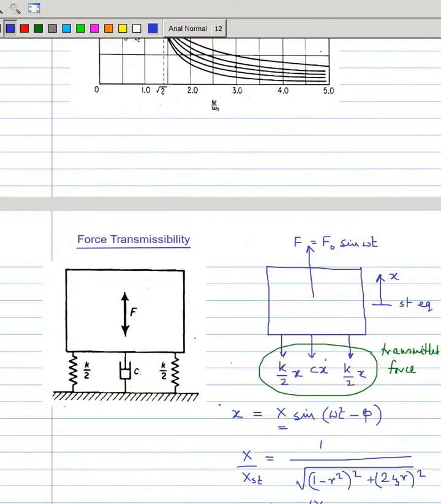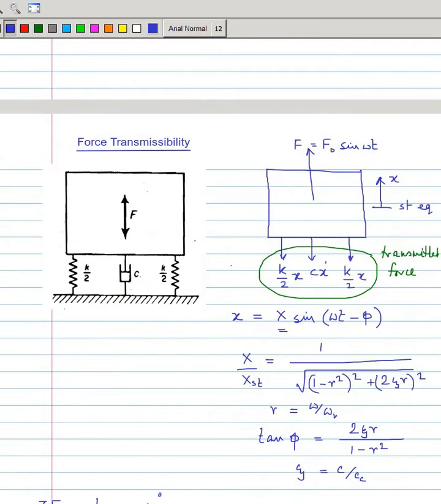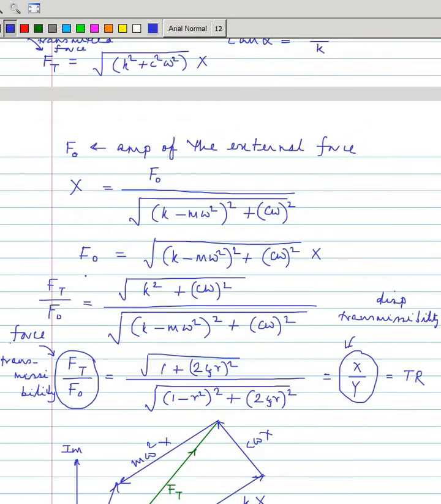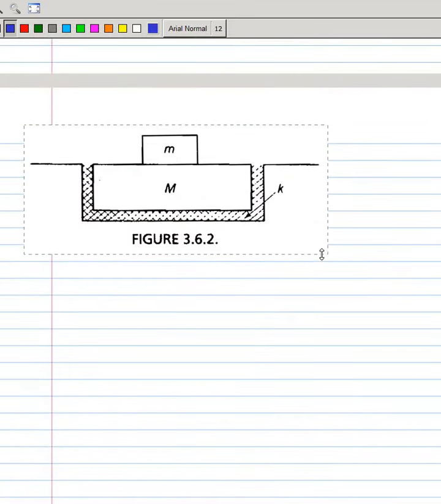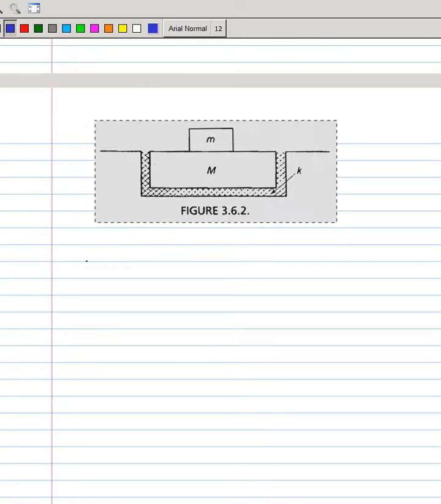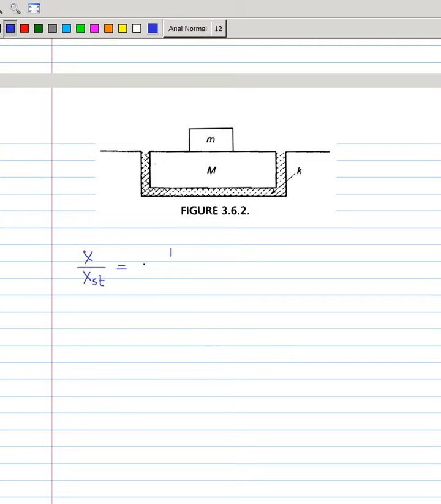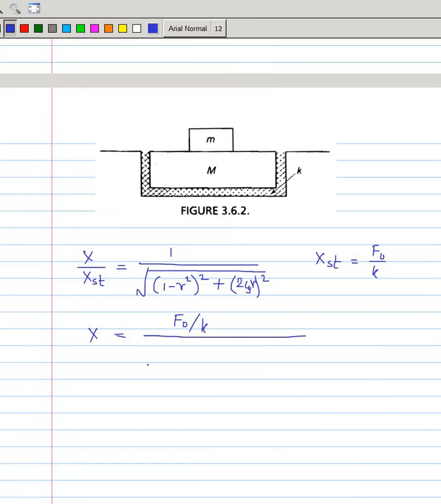And how can we keep our omega n small? We can keep our omega n small by keeping this k low. But you know that there is another relation, that your x by x static is 1 by root over 1 minus r square whole square plus this. So x static is f naught by k, so x is f naught by k by this.